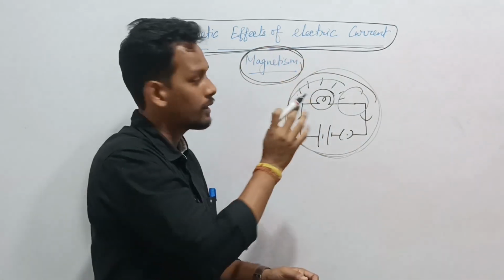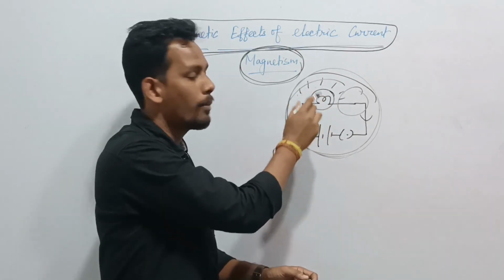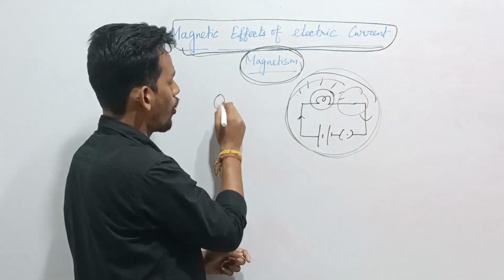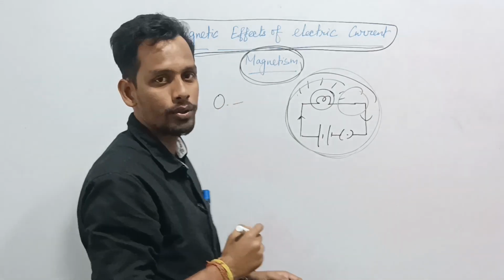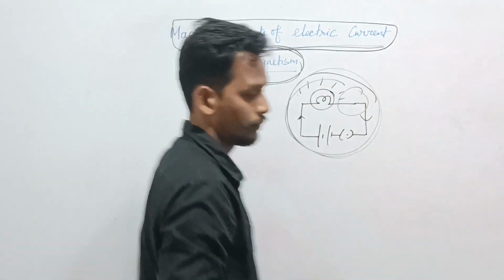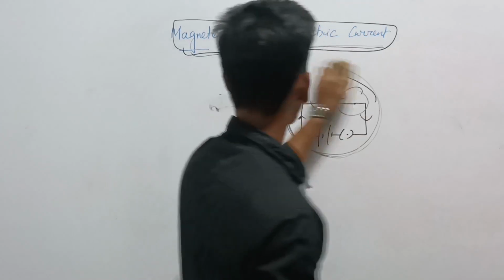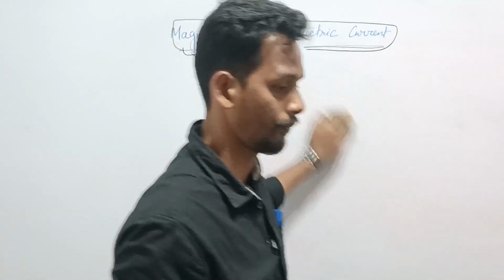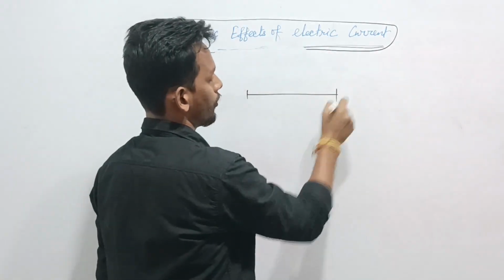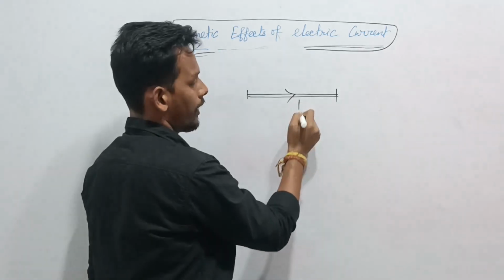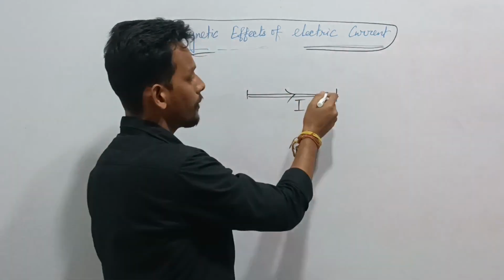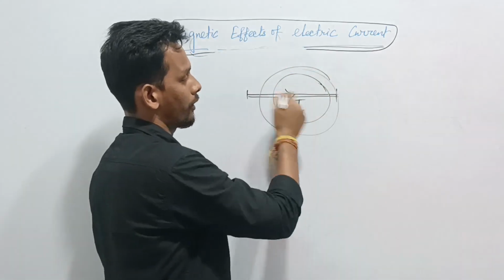So this effect, when electricity passes through a conductor and a magnetic field arises, was discovered by the scientist Hans Christian Ørsted. Now, what is a magnetic field? Simply, this is a conductor, and say a current of amount I is passing through the conductor. In that case, as I have already told, a magnetic field is produced around the conductor.